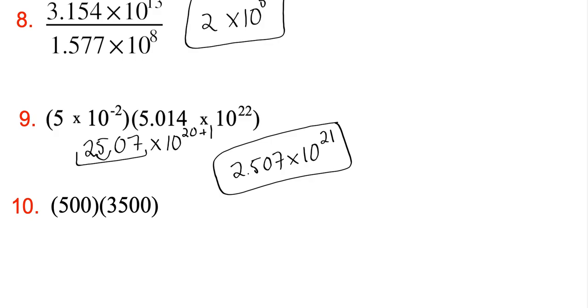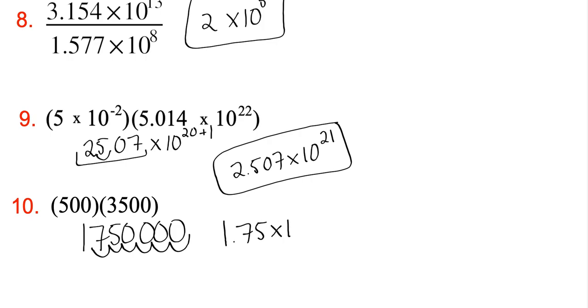Okay, last one. So what I recommend on number 10 is multiplying these from the get-go with a calculator. So 500 times 3,500. That is 1,750,000. All right? And then we go back to the beginning of this lesson where we change this into scientific notation. So start from the back. 1, 2, 3, 4, 5, 6. So we got 1.75 times 10 to the 6.